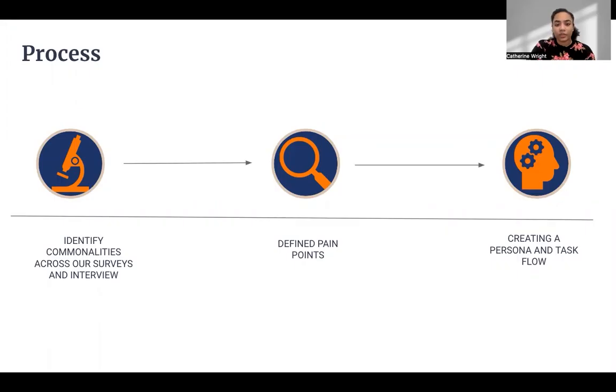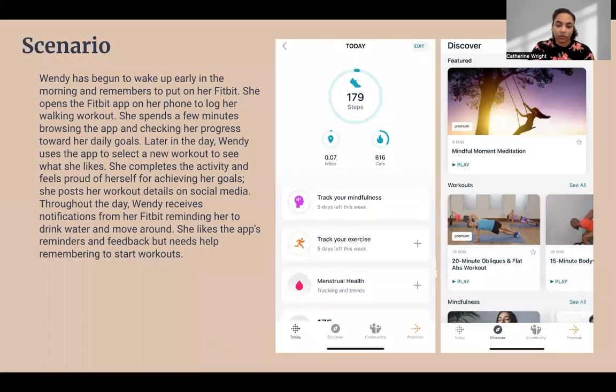A scenario was presented where Wendy, an average adult user, wakes up early and logs her walking workout on the app. Upon completion, the record stays within the Today user area, and she can see where she stands at the time of completion. Later in the day, she selects a new workout from the Discover page and completes it, feeling proud of herself for trying something new. Throughout the day, Wendy receives reminders to drink water and move around, but she needs help remembering to start workouts.